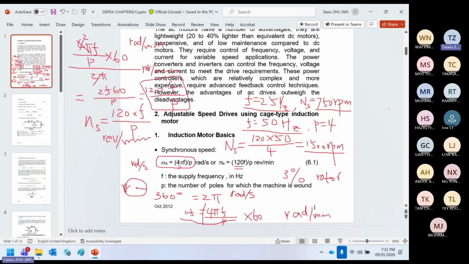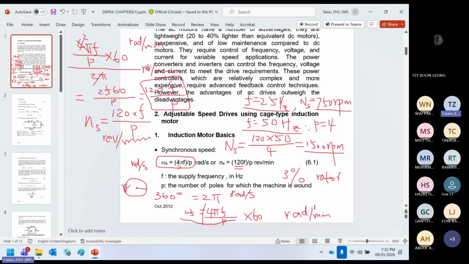Okay, so this one is the first formula you need to use to calculate the synchronous speed. I'm not saying this one is the rotor speed, because there are two speeds running in the induction motor.